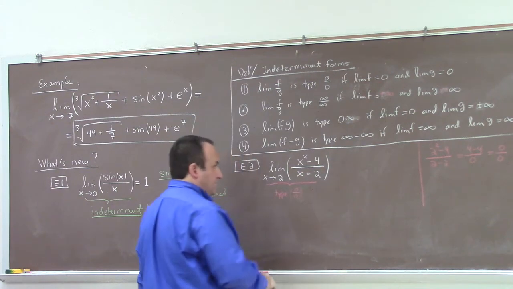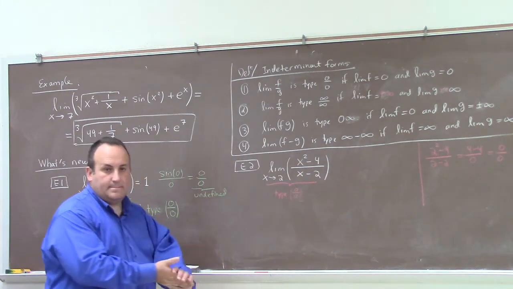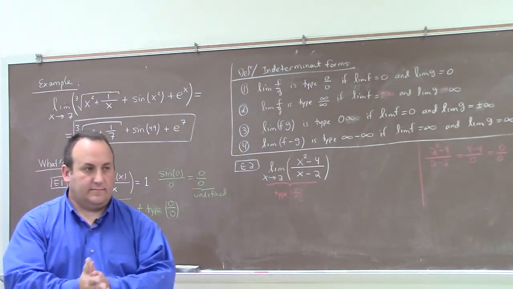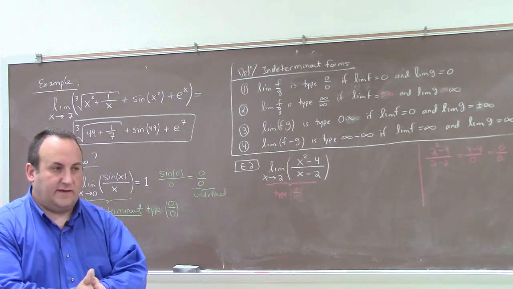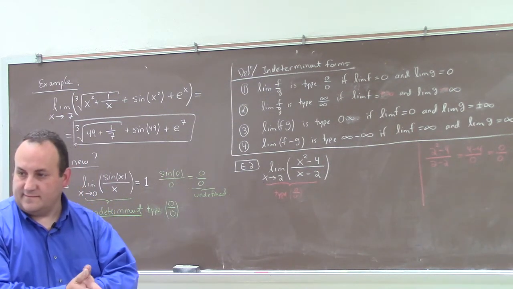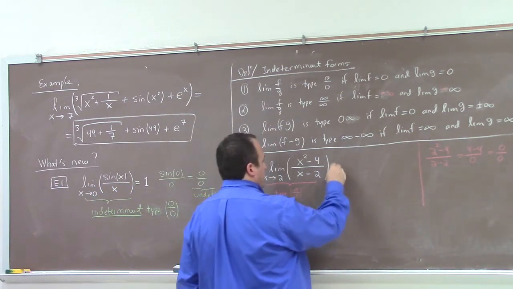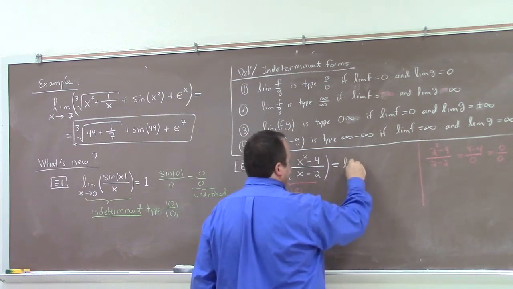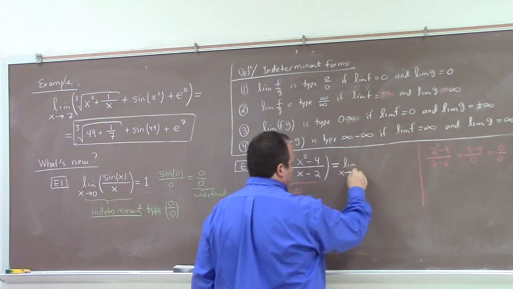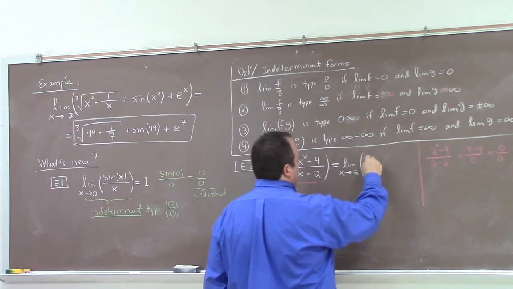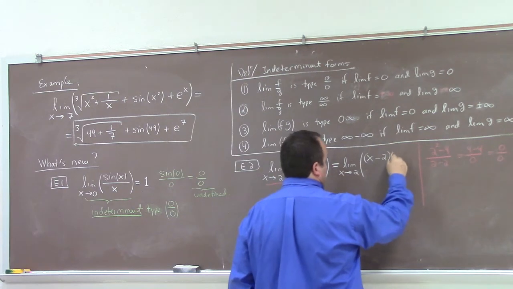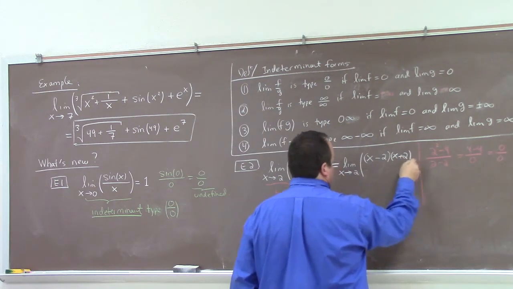Right? So what do we do? The answer? Algebra. Yeah? So we go, okay, well that's the limit as x goes to 2 of x minus 2 times x plus 2, right? Because we can factor the numerator.